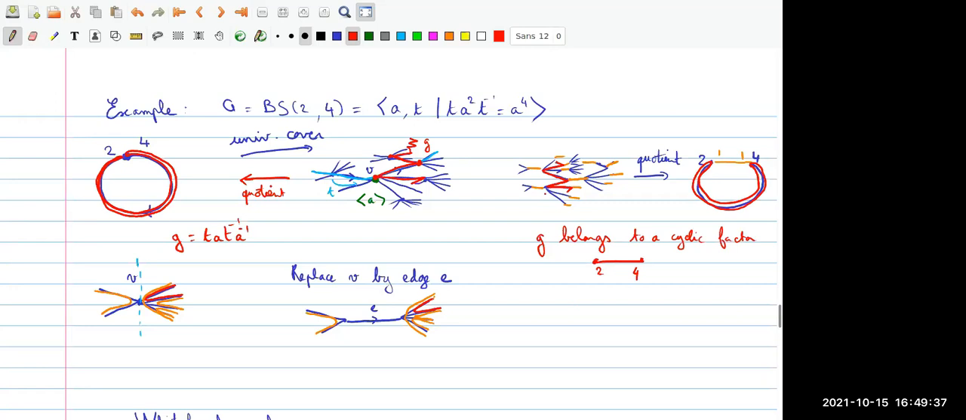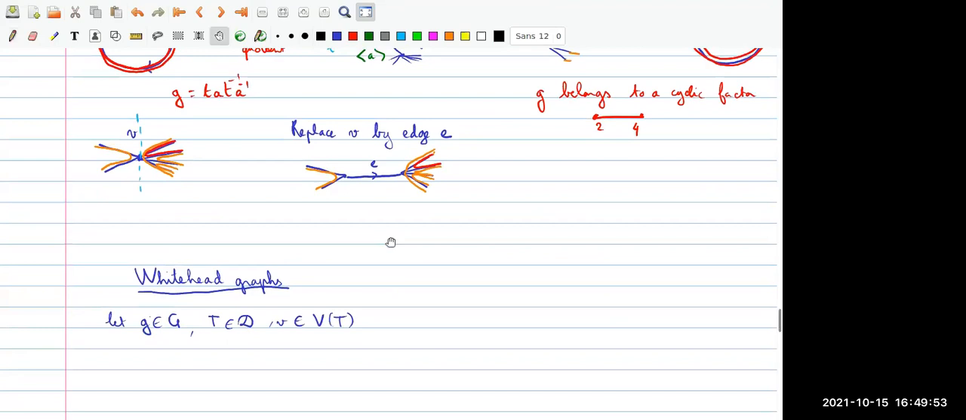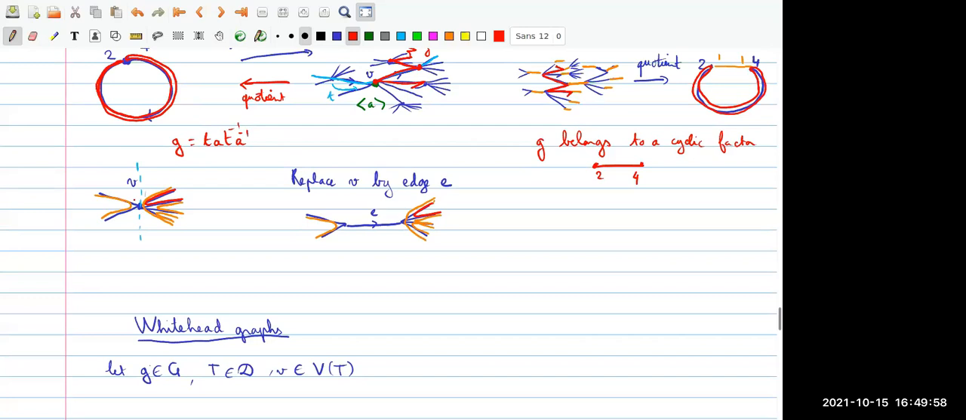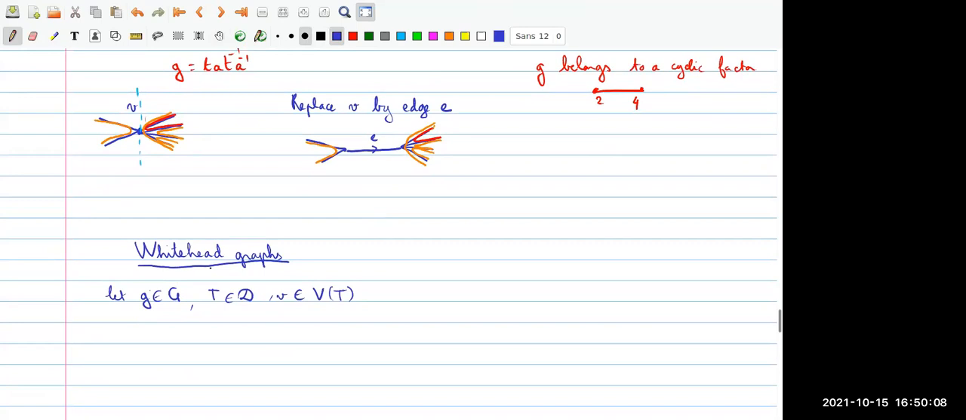So if you understand this example, it's about all what happens. Not exactly, but a good part. We saw that looking at the vertices was useful information to modify the tree. And there's a tool for that, which is called Whitehead graphs. Whitehead graphs have nothing to do with graphs of groups. They are a different kind of graph.